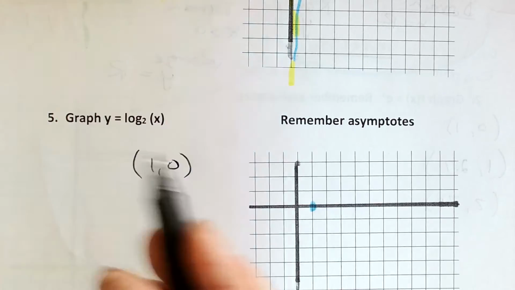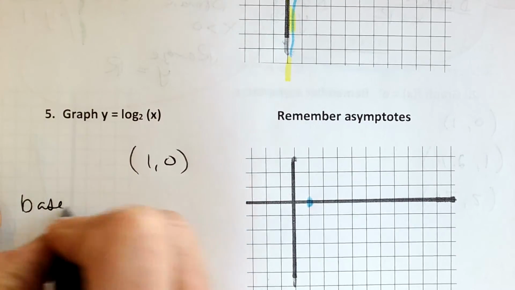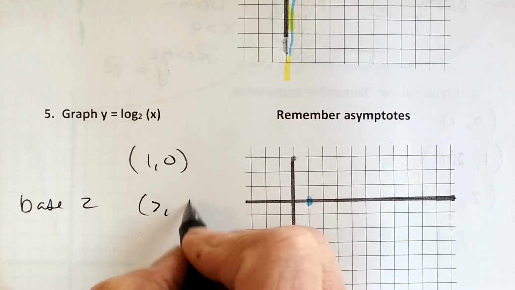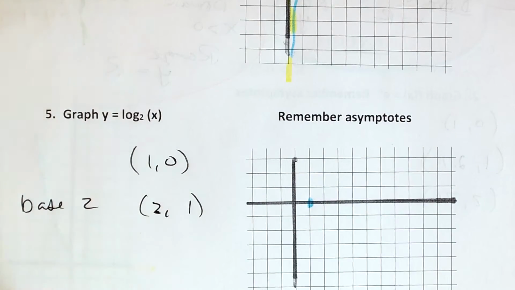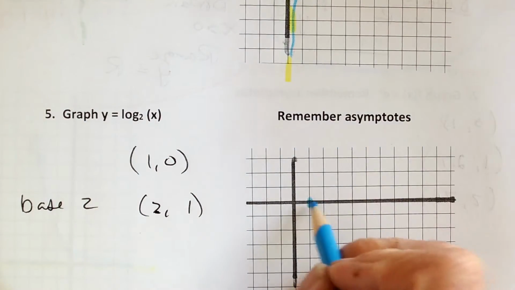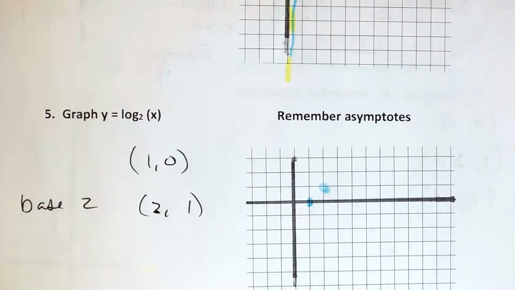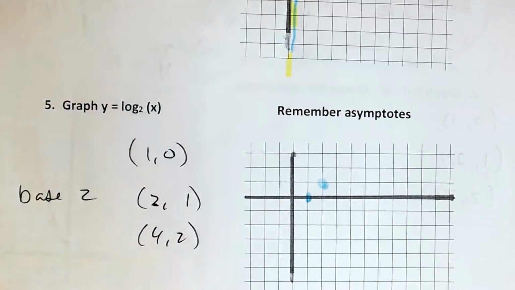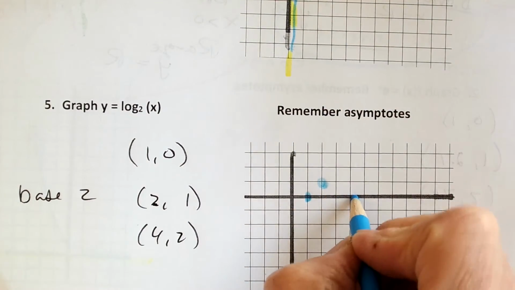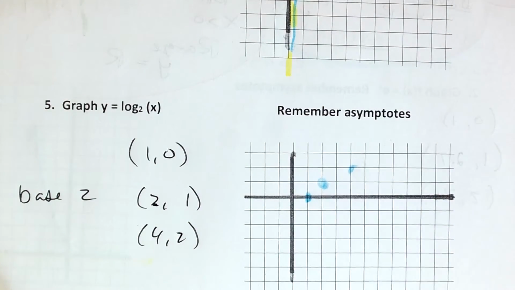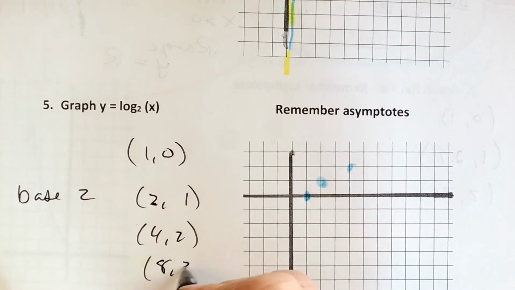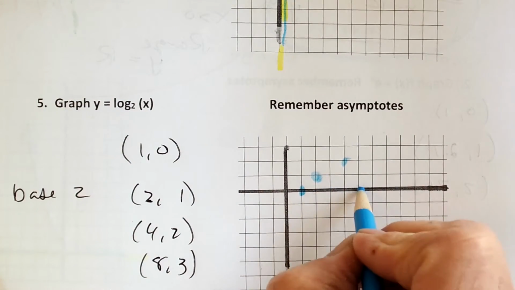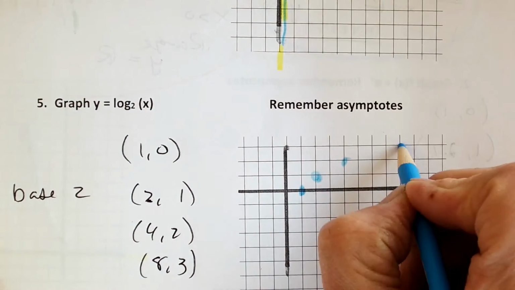And since it's base 2, it's also going to be at 2, 1. It's base 2, so it's also going to have a 4, 2. 1, 2, 3, 4, 2. It's also going to have an 8, 3 because base 2. And I'm going to show you this. 1, 2, 3, 4, 5, 6, 7, 8, 3.